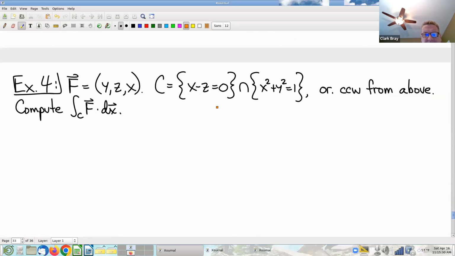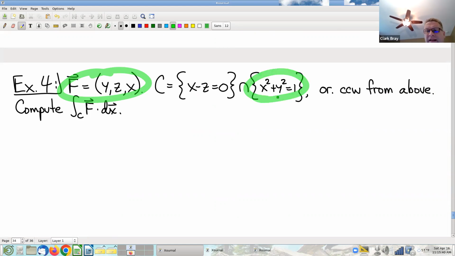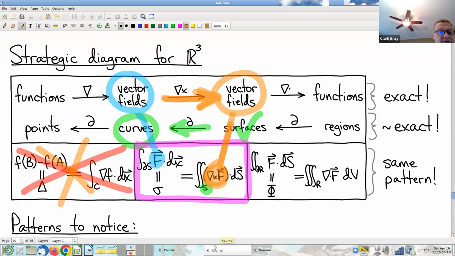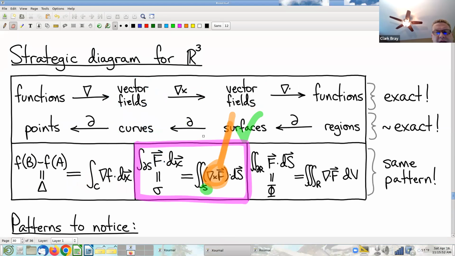This next one looks pretty similar. It's, in fact, the exact same vector field. And we are, again, looking at a plane intersecting the exact same cylinder, right? And again, we're computing a line integral. Okay, so a lot of this that we're about to do comes along for free. Let me, again, let's start over with the reasoning, though.